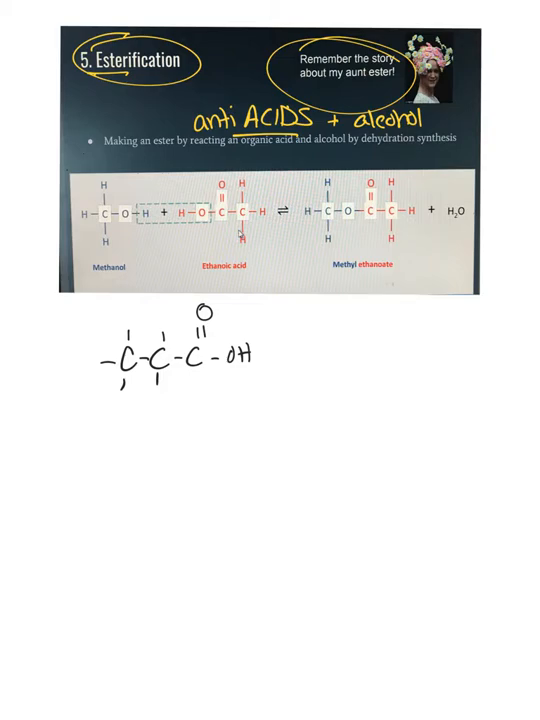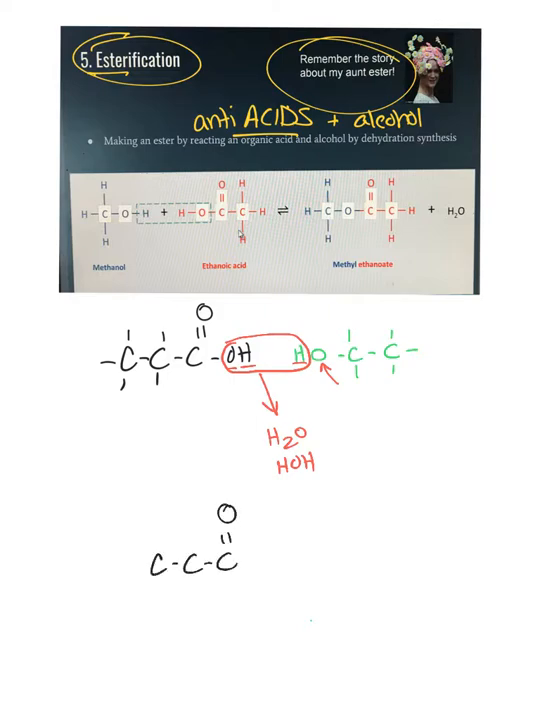And then I'm going to draw an alcohol over here. I'm going to draw it backwards just so you can see what actually happens. If I take a water out, so I take an H and an O, that's an H2O, or an HOH, and if I remove that, this O right here is going to join up with the carbon. So it's going to end up looking like this. You're going to have a C, a C, a C, and a double bonded O.